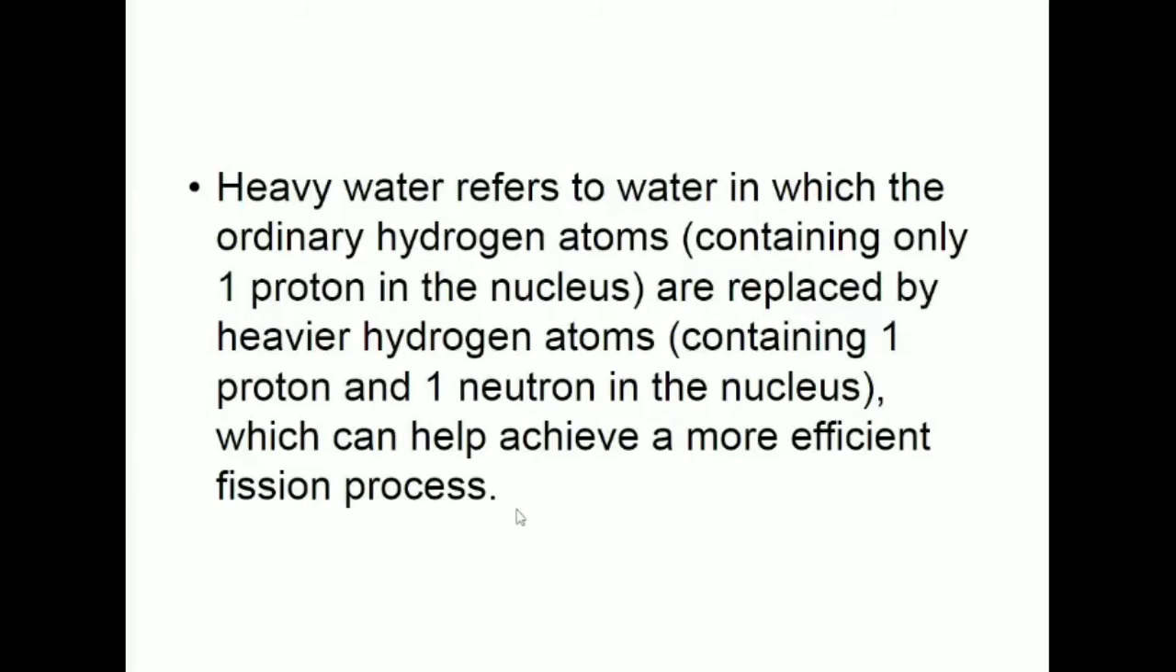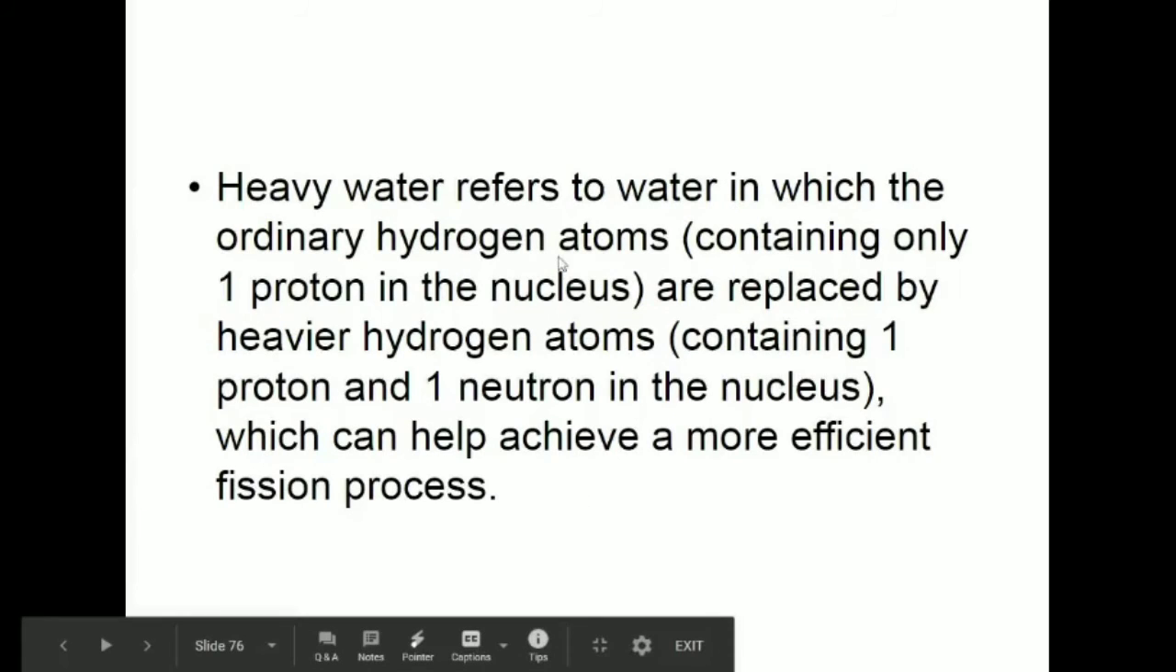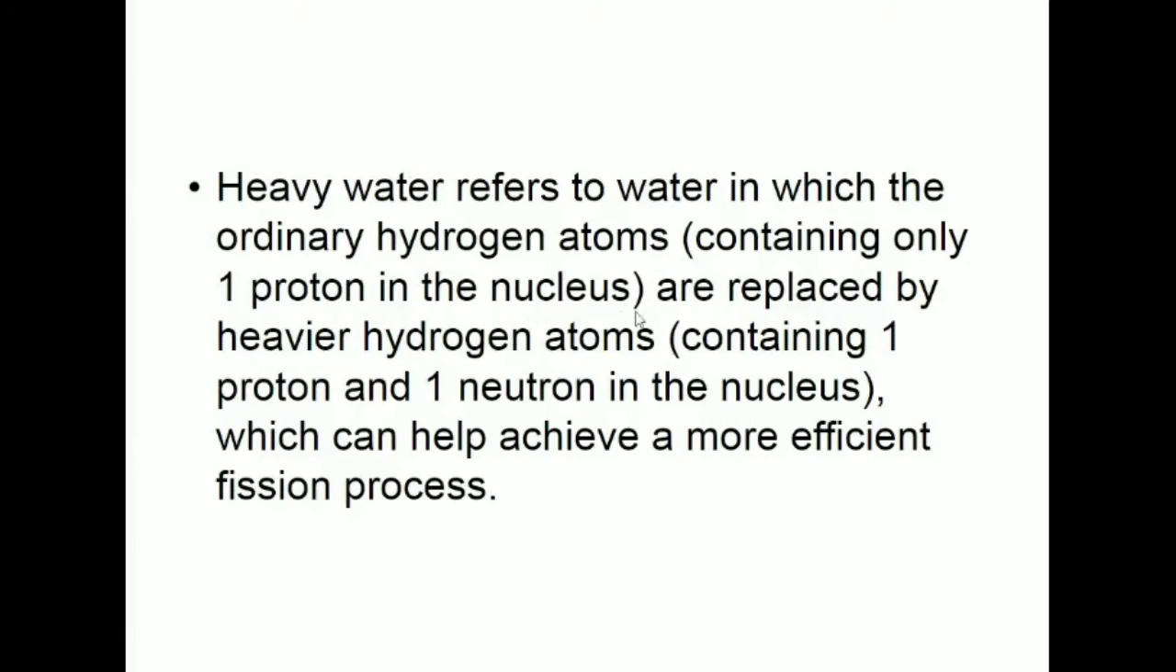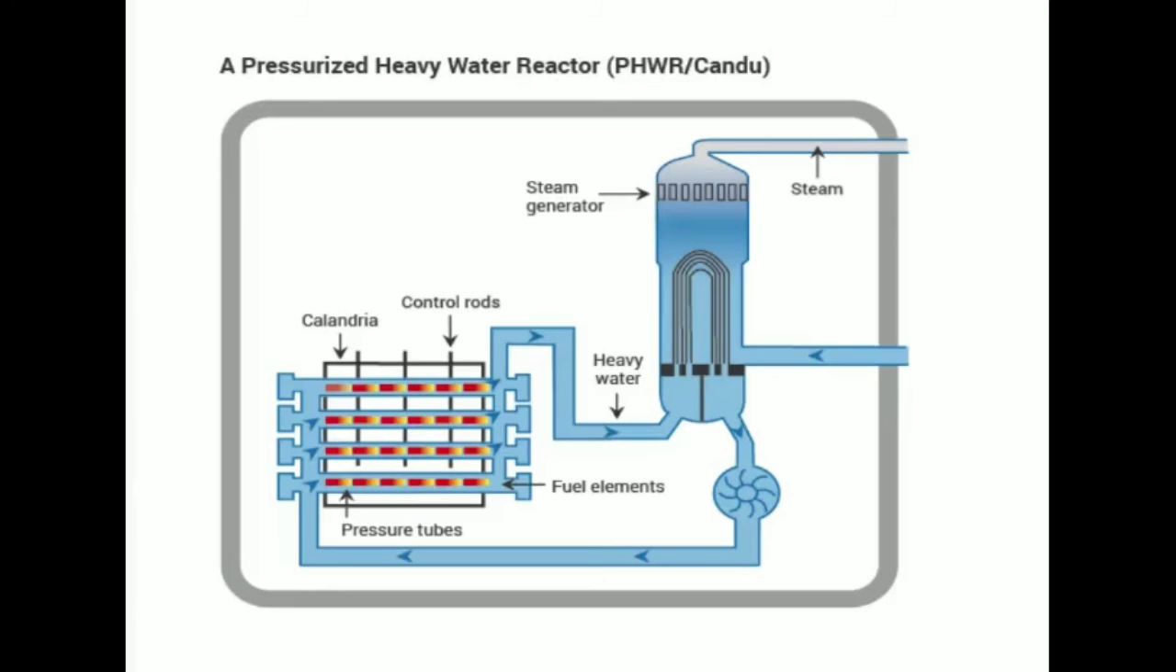Heavy water refers to water in which ordinary hydrogen atoms containing only one proton in the nucleus are replaced by heavier hydrogen atoms containing one proton and one neutron in the nucleus, which can help achieve a more efficient fission process. So we are replacing ordinary water by heavy water.